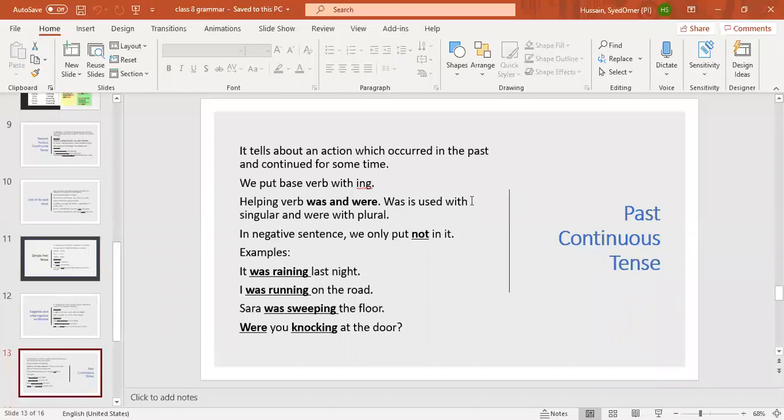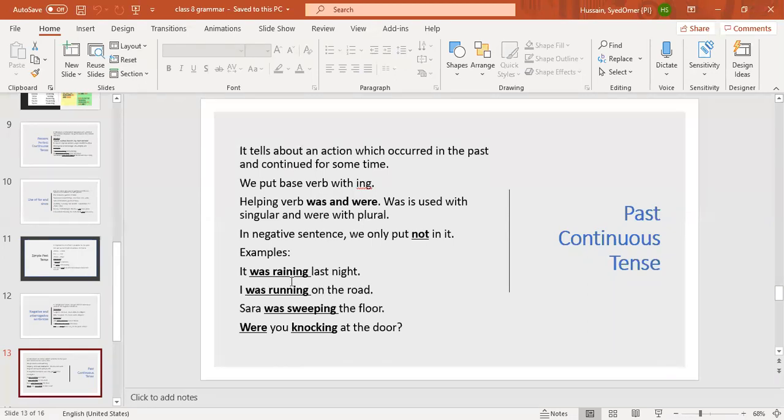It tells about an action which occurred in the past and continued for some time. We're recalling an action which happened in the past. We put base verb with ing. This is for sure in every continuous tense, whether it is perfect continuous, present continuous, past continuous, future continuous, whatever. We have to put first form of verb with ing. Helping verbs was and were. It's very easy. Was comes with a singular and were comes with a plural. No need of extra helping verb because it is already having helping verbs.